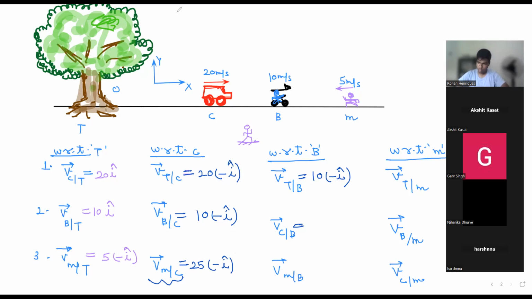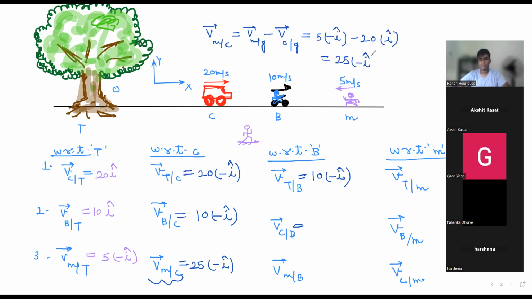Harshana, this is velocity of man with respect to car, right? It's VMG minus VCG. All of you please pay attention. What is VMG? It's 5 minus I cap. What is VCG? It's 20 I cap. So this is what? 25 minus I cap. Understood, Harshana?